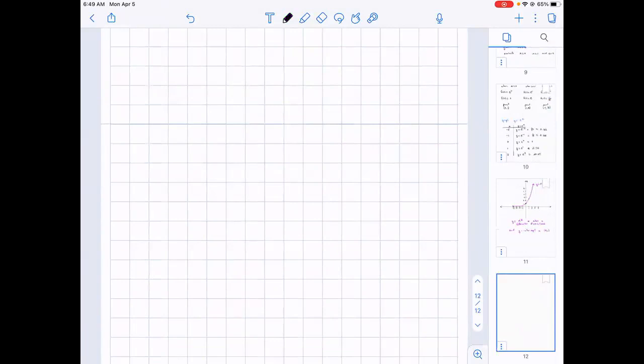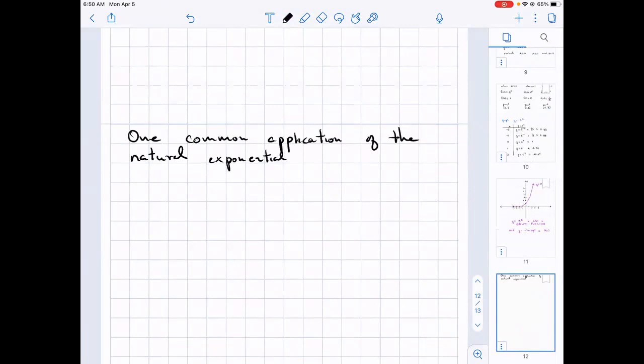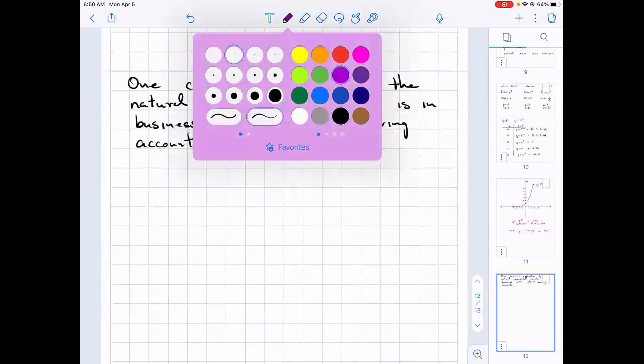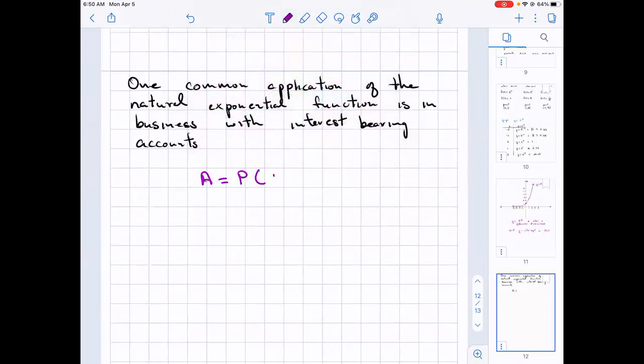One common application problem of the natural exponential function is in business with interest-bearing accounts. And such a formula is A is equal to P, parentheses, 1 plus r over n, raised to the n times t power.